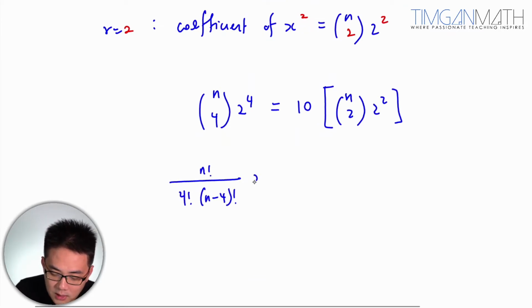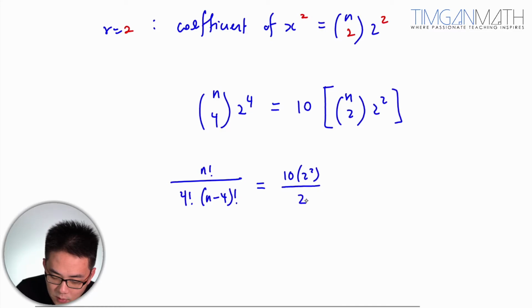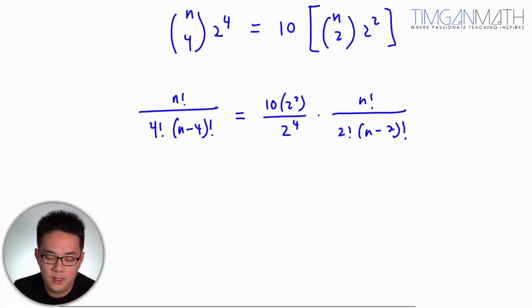Okay, and this is 2 times 4. Maybe I'll just bring the 2 over, the divide by 2 over. So this will be 10 times 2 squared over 2 to the power of 4. And this would be n factorial over 2 factorial times n minus 2 factorial. Okay, so that's pretty okay.